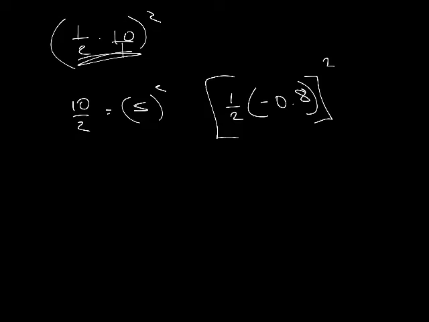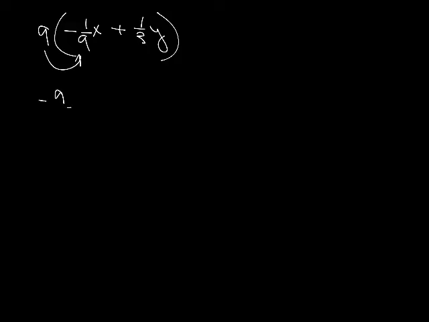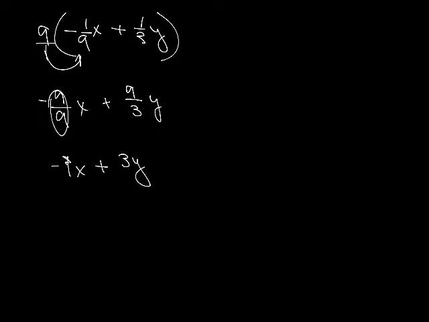Let's see if there's anything else that might look a little tricky here. Let's look at number 86. We have 9 times negative 1/9 x plus 1/3 y. Okay, we're going to distribute negative 9 over 9x, and we're going to take 9 times 1/3, or 9 times 1 over 1 times 3. 9 over 9, any number over itself is 1. 9 over 3 is 3. We don't need this negative, or that 1 there, so we just get negative x plus 3y for our answer there.